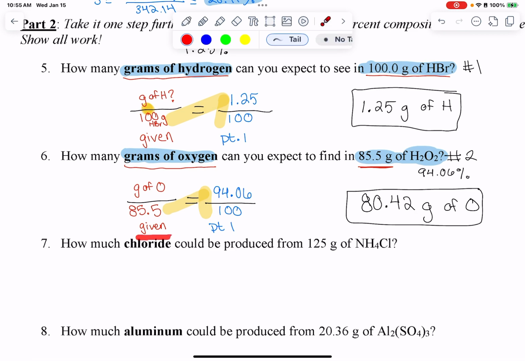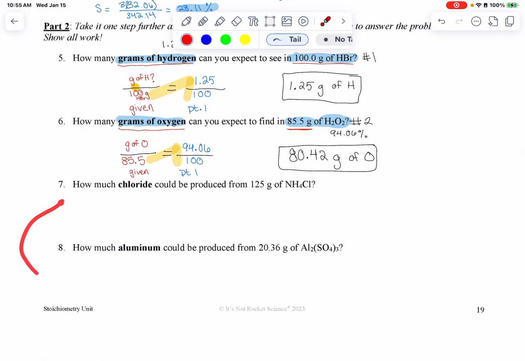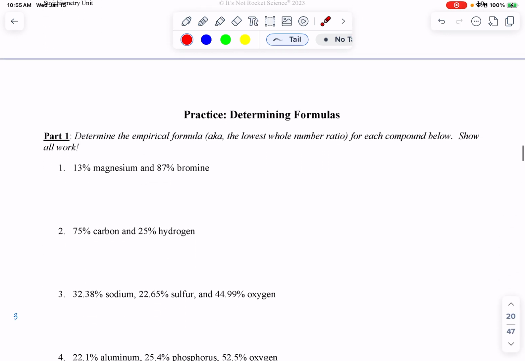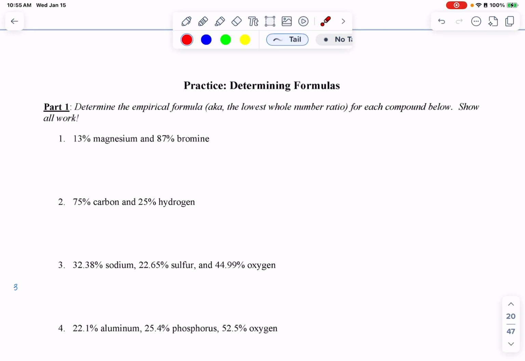If you labeled yours like I labeled mine, you should have one side as what you're given in the problem. The other side is the information from part 1. Okay, and I am going to skip over 7 and 8 so y'all can practice these on your own. Let's go down to the second page. Now, this one, we are going to be determining formulas. Now, what does that mean?